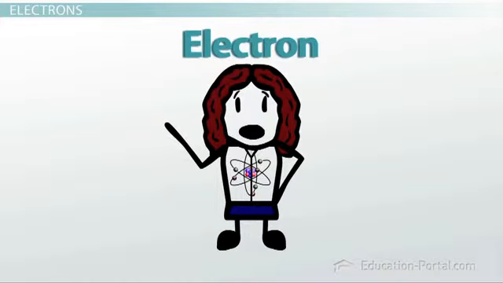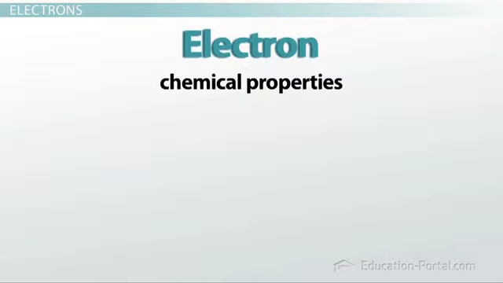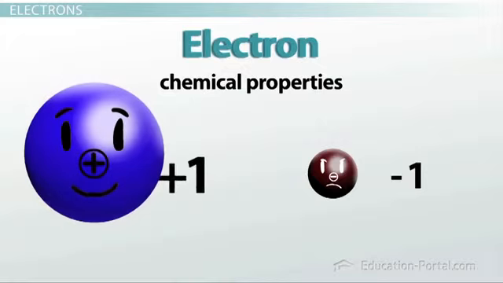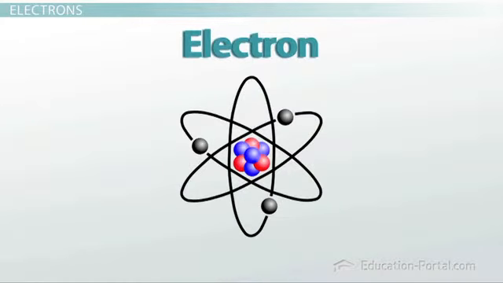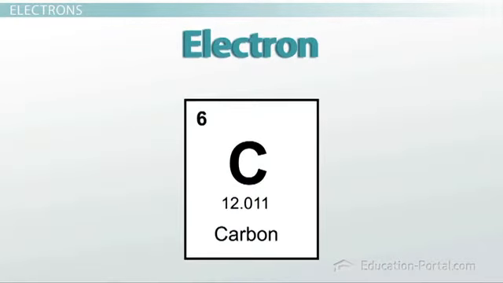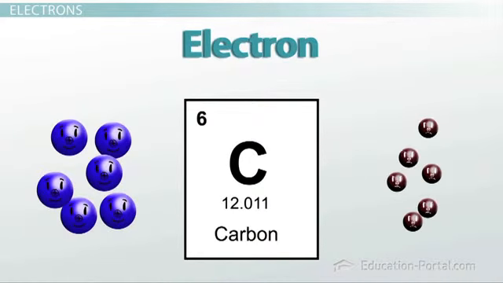Later on, we will also find that these speedy little guys play a key role in determining the chemical properties of an atom. Also, every electron carries a -1 charge. This is exactly equal and opposite to the charge of a proton. So one proton and one electron would completely cancel out in charge. Atoms are electrically neutral, which means that they will have the same number of protons and electrons. So back to our carbon atom. It has 6 protons, so it also must have 6 electrons.